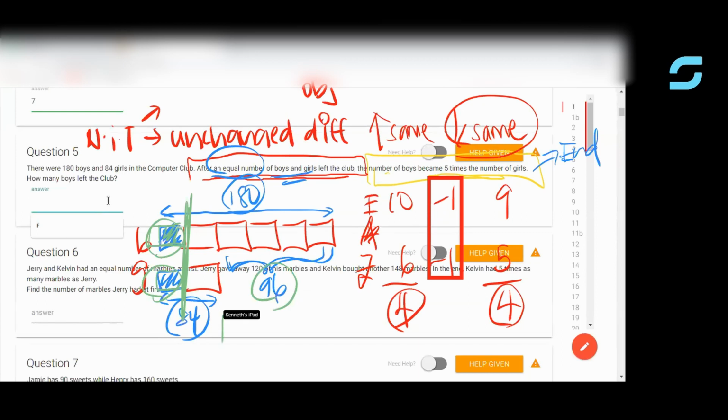So 180 minus 84 is 96. So 96 is the difference at first, which is also the same as the difference in the end. And the difference in the end is 4 units. So 1 unit is 24.